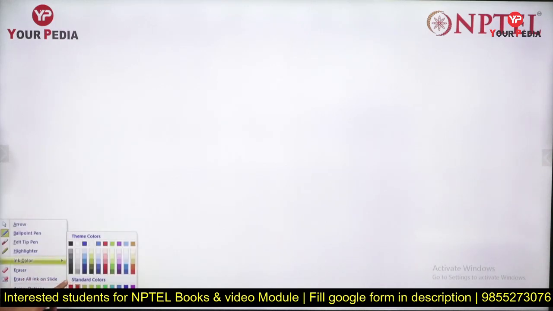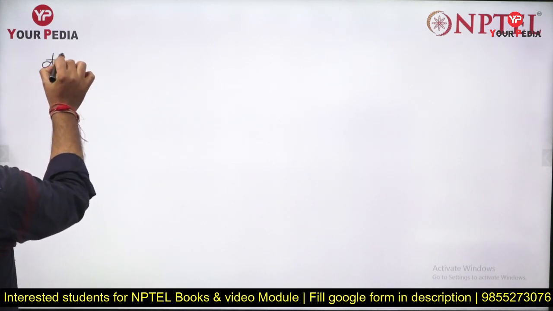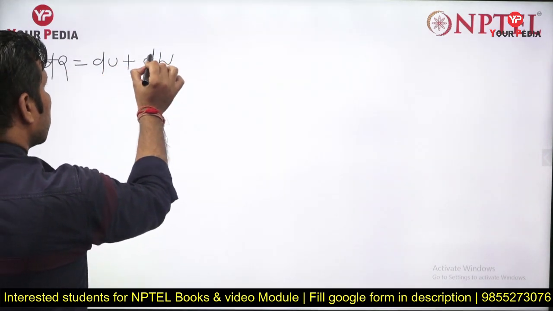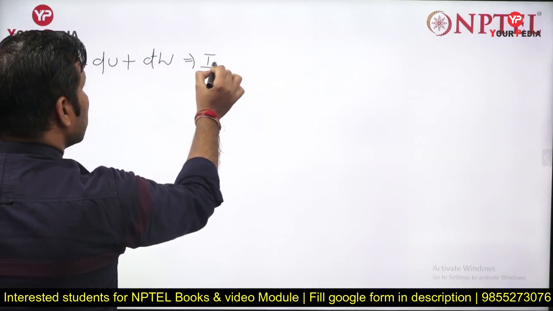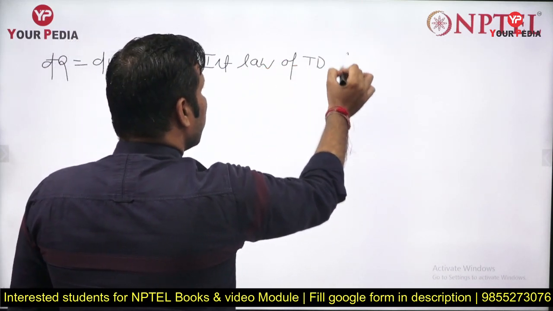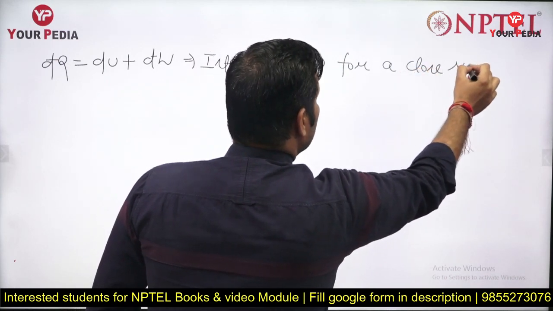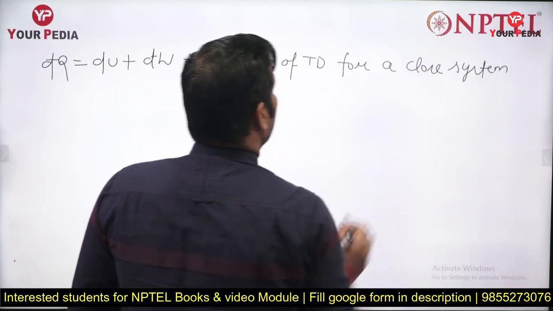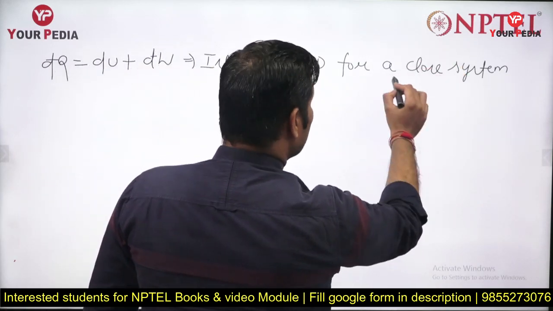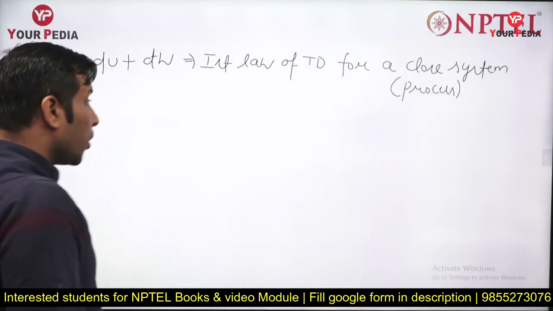The first law of thermodynamics. So you know, guys, dQ equal to dU plus dW. This is the first law of thermodynamics for a closed system. Okay, for what? Obviously for a process. First law of thermodynamics for a process in a closed system. I am writing this for a process, children. This is for a process in a closed system.